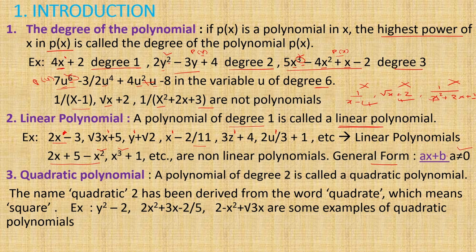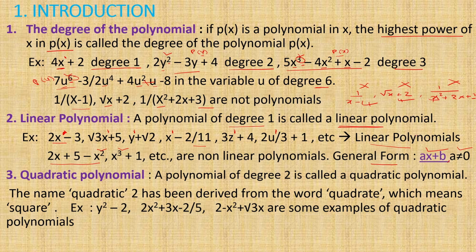This is important. If a is equal to 0, then it is not a polynomial, it is just a constant b. So the coefficient of the highest power of x is not equal to 0, only then is it considered a polynomial. What is the general form of a linear polynomial? ax plus b, where a is not equal to 0. This is the general form of a linear polynomial.